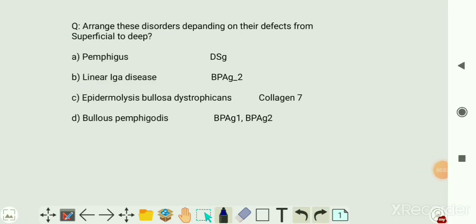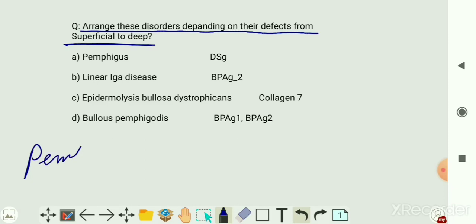Here is a question. This question has been asked in AIIMS 2019: arrange these disorders depending on their defects from superficial to deep. We need to arrange these disorders from superficial to deep, and the superficial disorder is pemphigus, which is due to defect in desmoglein, and desmoglein is present in the epidermis. That's why pemphigus is superficial.